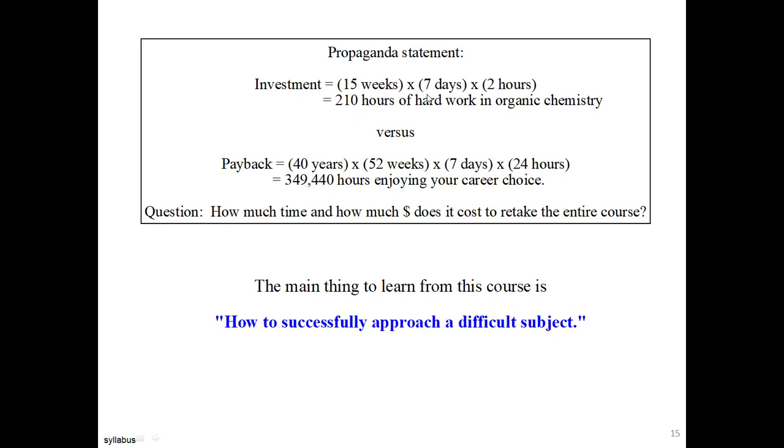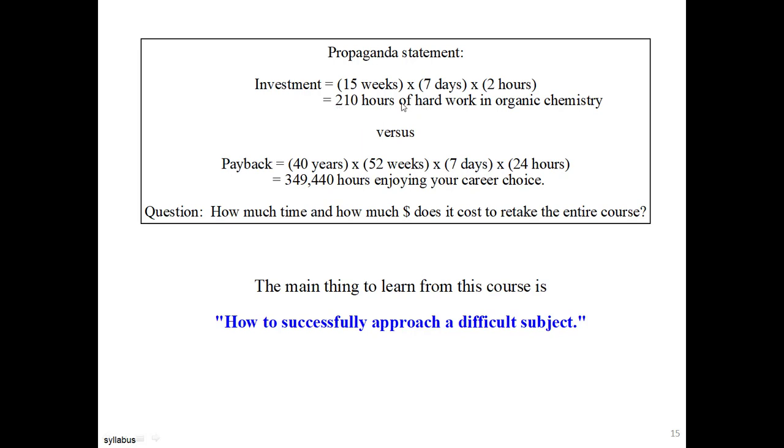Now, so what you get if you pass this course and you do well and you get your degree in your major, you're going to get 40 years of a career that you're trying to get into. That's 52 weeks, 7 days, 24 hours. You'll be able to sleep really well at night because you're doing the thing you want to do and living the life you want to live. Okay, you add all that up, that's 350,000 hours of enjoying your life and your career. Because what did you do? You spent 210 hours of hard work up here.